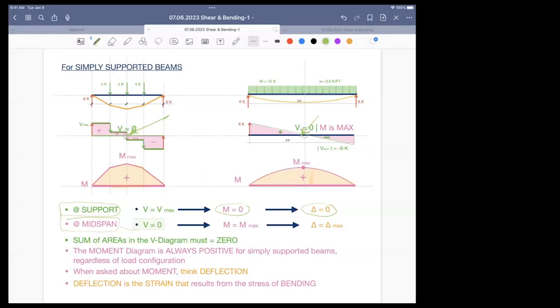So at midspan, the shear is zero, but the moment is maximum, and the bending, the compression on the top and the tension on the bottom, is maximum. And also the resulting deflection is very high. So the sum of areas in the shear diagram must be zero. The moment diagram is always positive for a simply supported beam, regardless of what kind of load it's carrying.